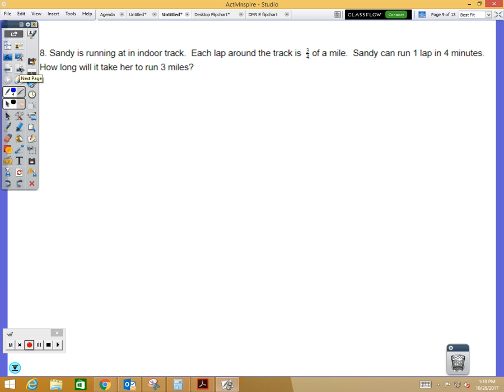Number 8. Sandy is running at an indoor track. Each lap around the track is 3/4 of a mile. Sandy can run 1 lap in 4 minutes. How long will it take her to run 3 miles? So let's first figure out if one lap equals 3/4 miles. Go ahead and write that on your paper. It says that. Each lap around the track is 3/4 of a mile. 1 lap is 3/4 miles.